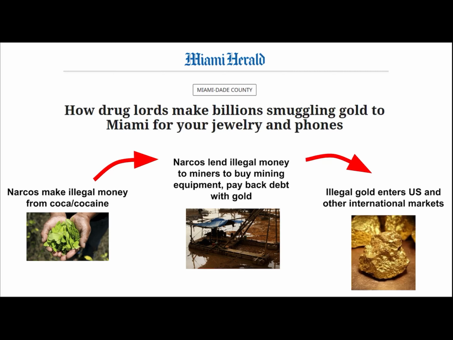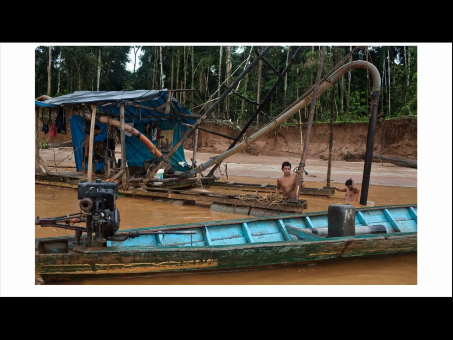That illegal gold enters U.S. markets and other international markets, and it's not clear how or where, but that gold is contributing strongly to the U.S. economy. That gold is sourced from these illegal mining operations, and these illegal mining operations are absolutely destroying these upper reaches of tributaries throughout Amazonia.